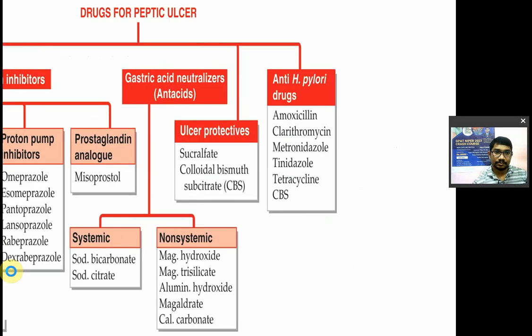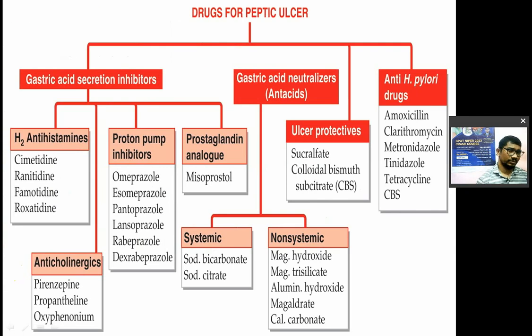Now we'll see the classification. What will be the different classifications? I said earlier: block the factors that increase acid, and promote the factors that decrease acid. Which factors increase acid? Histamine, the proton pump, and acetylcholine, so block all three. Which factors decrease acid? Prostaglandin and somatostatin, so use their analogs. So these are your five classes.